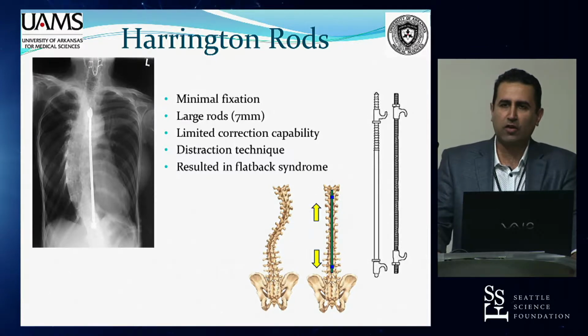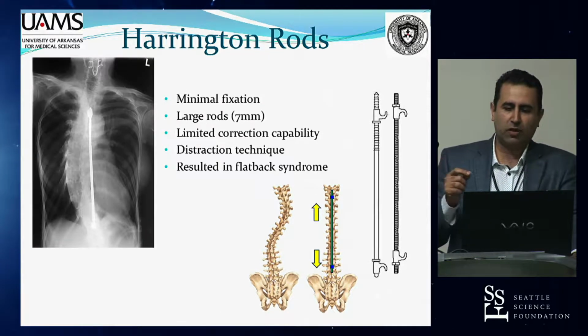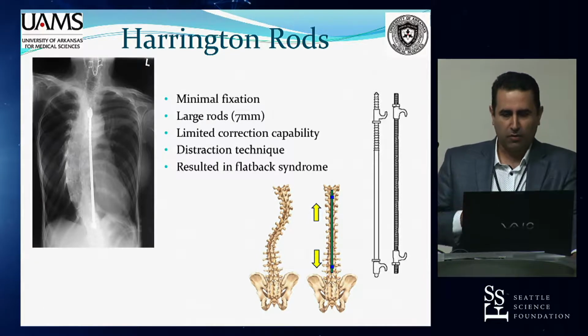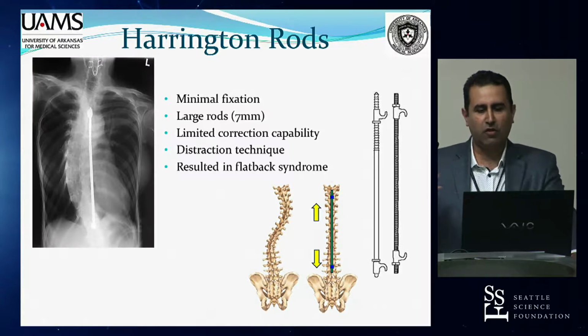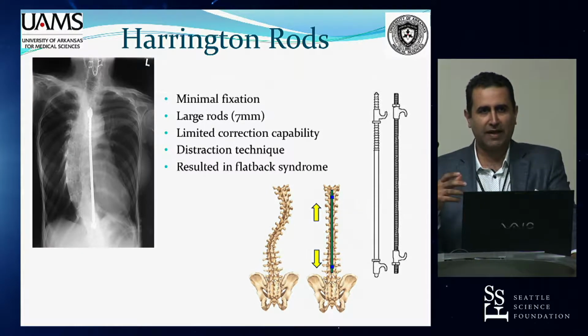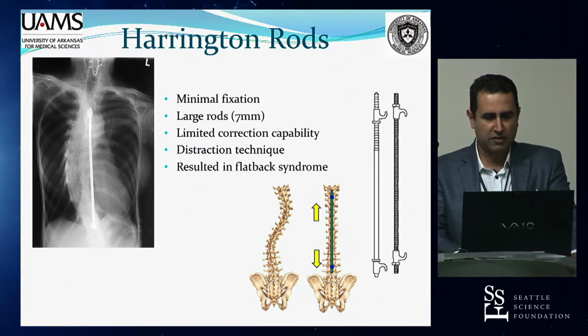Often it, of course, only was corrected in the one plane, which is the coronal plane, and it resulted in loss of lordosis, segmental lordosis, and thoracic kyphosis. So it often would result in a flat back syndrome. But in reality, it was a major event in terms of spine instrumentation.